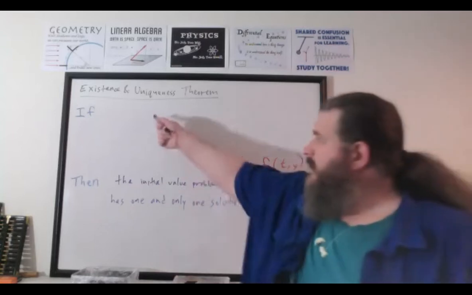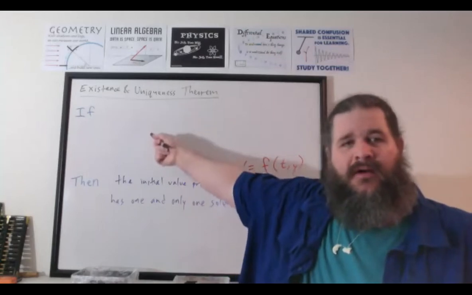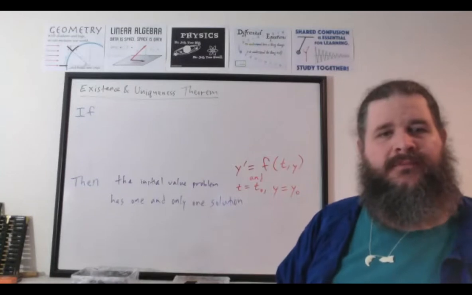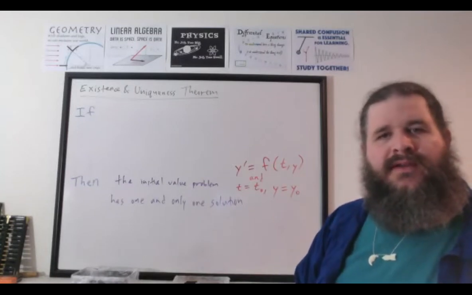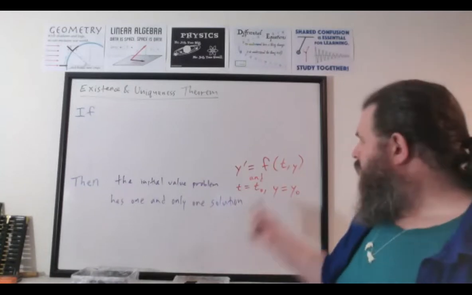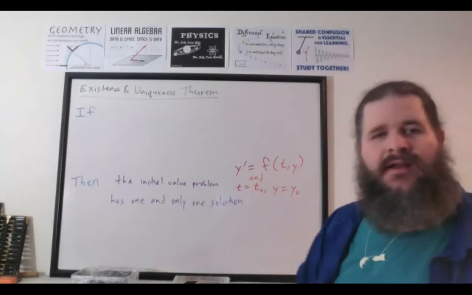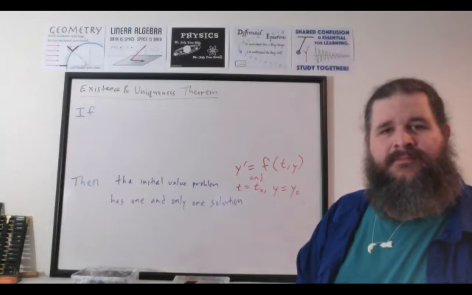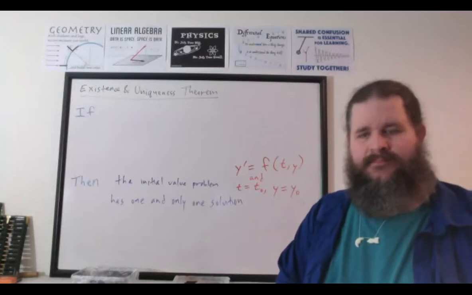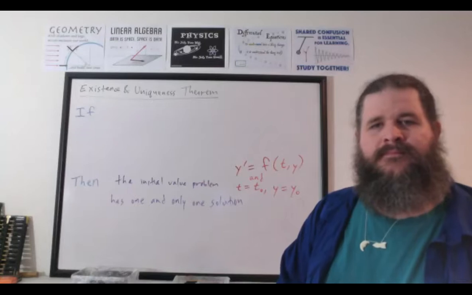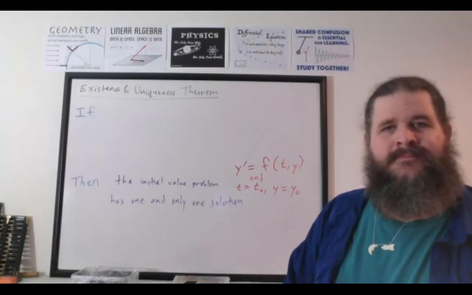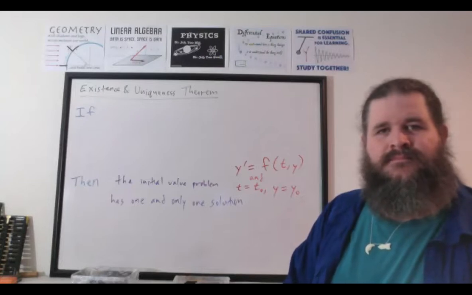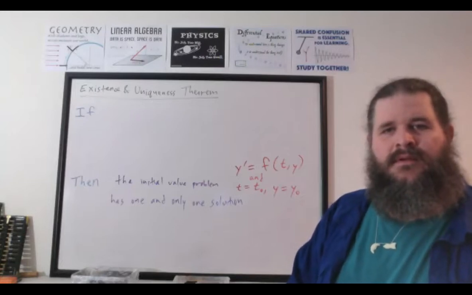We want to know what conditions have to be true. What's the if part? So we can guarantee that this initial value problem has one and only one solution. So what do you think has to be true there? What has to be true about this differential equation so that we can guarantee there's one and only one solution? We just said that it has to be continuous, f and the partial of f with respect to y.